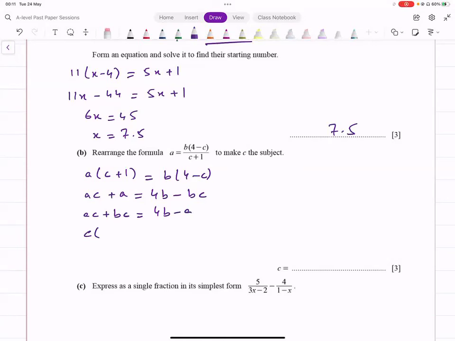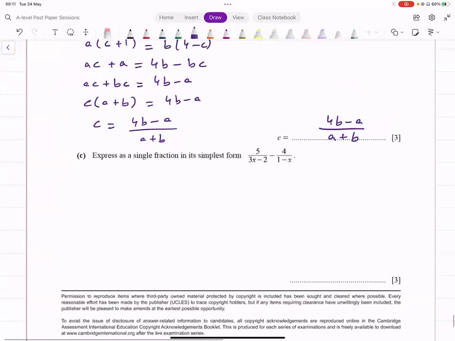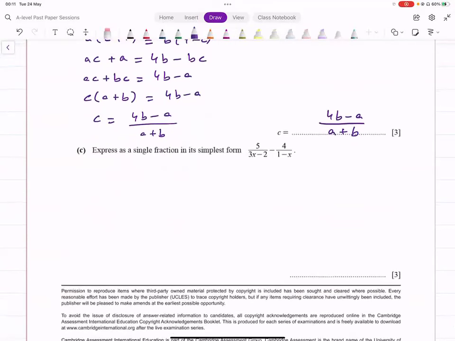Take c common here, and that gives us c into a plus b equals 4b minus a, and c equals 4b minus a divided by a plus b. And that's our final result. 4b minus a over a plus b. ठीक है, now it says express as a single fraction in its simplest form.